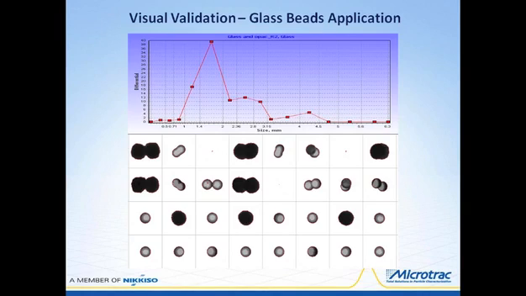The major mode in the distribution would be the good single beads. The next higher, the fused beads and single sand particles, and the highest, the agglomerated sand grains. This additional information from the image analyzer allows the manufacturer to add more controls to the process.